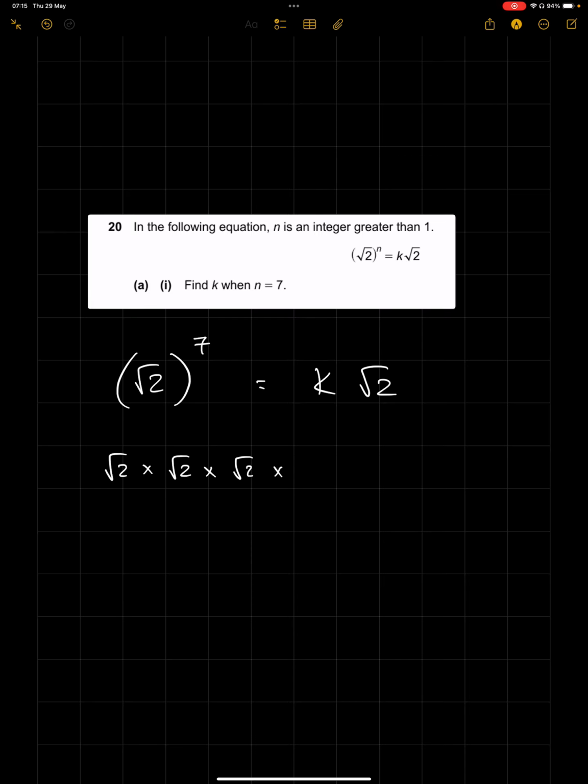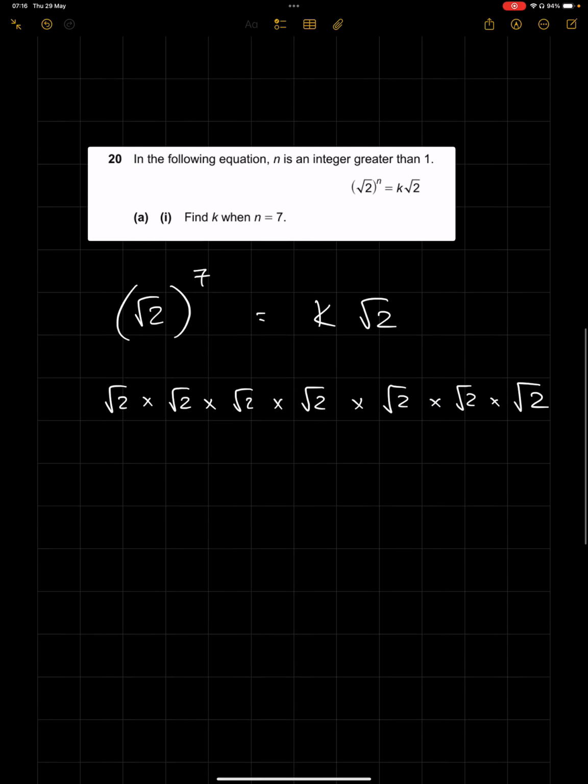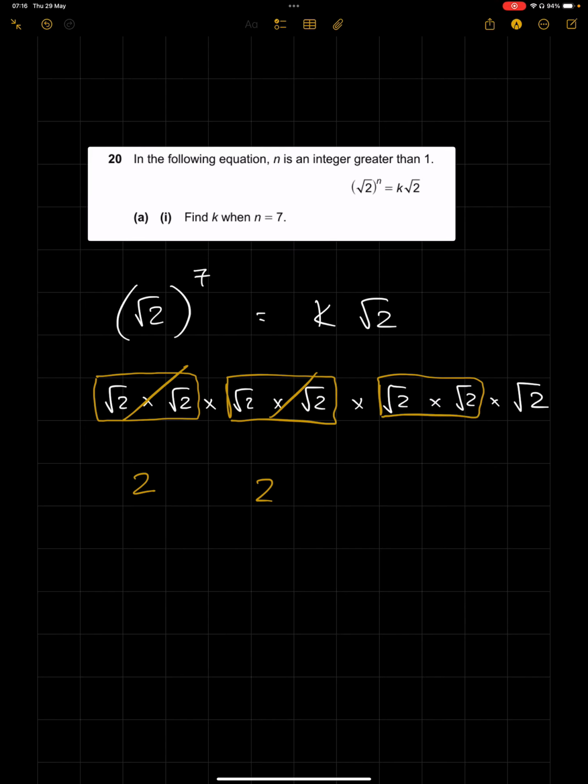That's 3, that's 4, that's 5, that's 6, and that's 7. So I've got root 2 multiplied by itself 7 times. Well, now I'm going to notice that some of these can simplify. Root 2 times root 2 is just 2. Another root 2 times root 2 is also just 2. And another is also just 2. We also have that remaining root 2 on the end, which we haven't used.